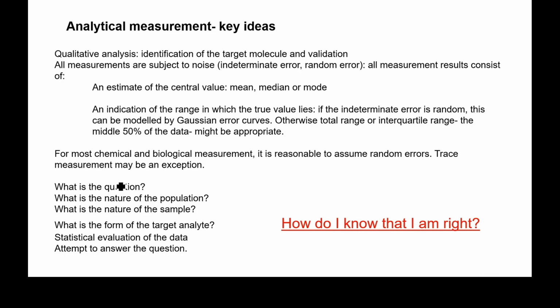So things we always need to think about when we're trying to measure something is, what is the question that we're trying to answer? What's the nature of the population of measurements that we're trying to take? What's the nature of the sample? And what's the form of our target analyte? And then we need some sort of statistical evaluation of the data. And then at that point, we might be in a position to attempt to answer the question.